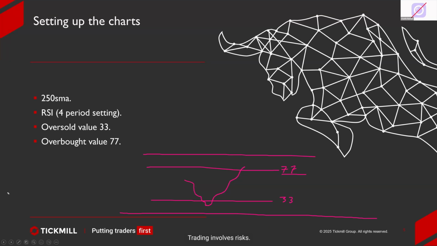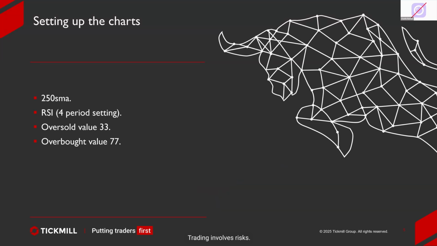Okay, so it's really, really simple, but there's a few more rules, of course. You need to use an average true range with it. So I use a 30 period moving average true range on the daily time frame.